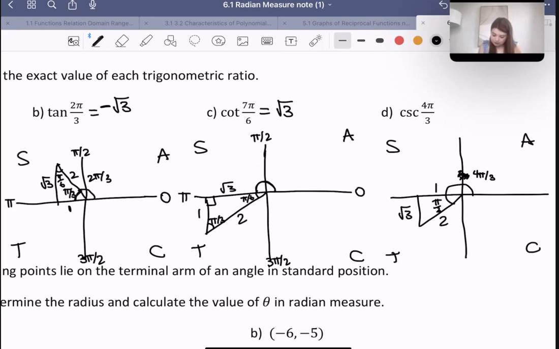So for this one, let's think about it. CSC is what? First of all, cosecant, right? That means that it is the reciprocal of which one? We have sine, cos, and tan. It is the inverse of the sine function, right? This is the inverse of the sine function, cosecant.